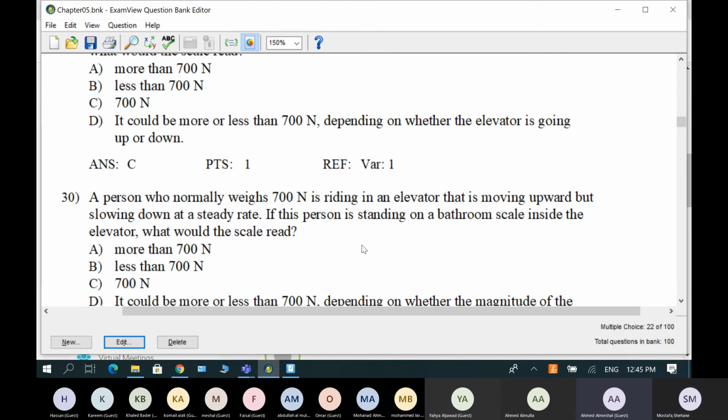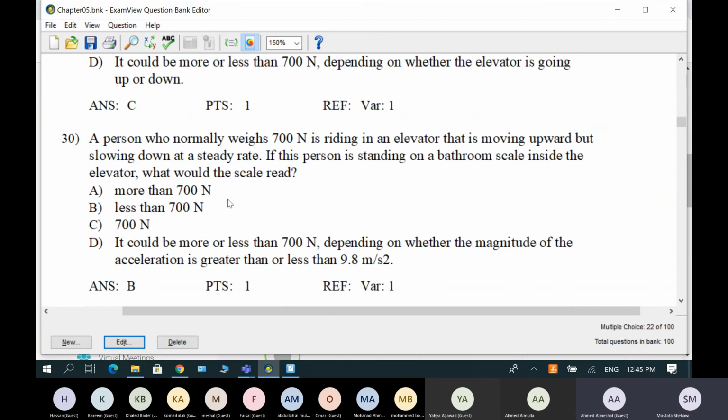Because the acceleration is down. Yes, when the acceleration is down, do we increase the weight or decrease the weight? It's supposed to increase the weight. When the acceleration is down, it decreases the weight. Okay. So the answer will be less than 700.